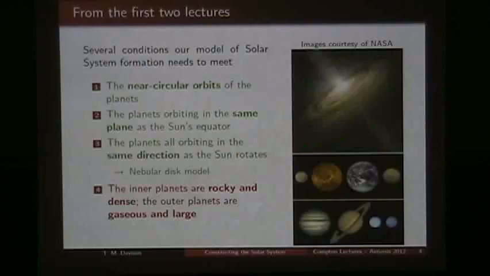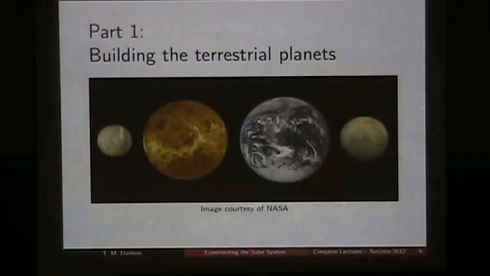What we didn't explain with that was why the inner planets are rocky and dense, and the outer planets are gaseous and large. That was one of the things I talked about in the first lecture, about some of the observations we can take from the solar system. We can then try and fit our model to them, but we haven't yet touched on why there is such a dichotomy between these two populations of planets. And that's what we're talking about today.